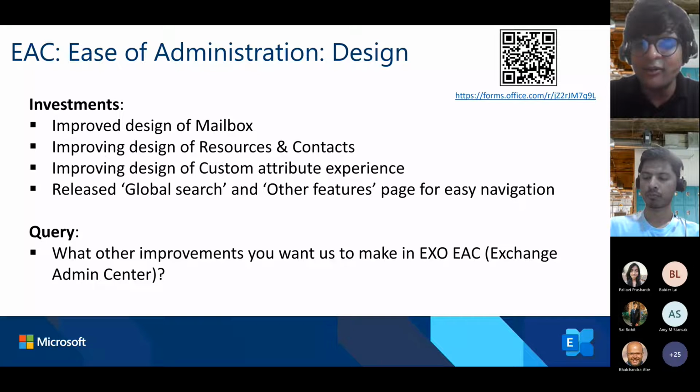We have already released that global search option. You can see on top of our portal that there is a search box where, let's say, if you search for mailbox, we will actually take you to mailbox. If you search for message trace, which is another feature in new EAC, we will take you to message trace. Now, by global search, we did not want to do only that. We also wanted to do 2 more things, right? What were those 2 things?